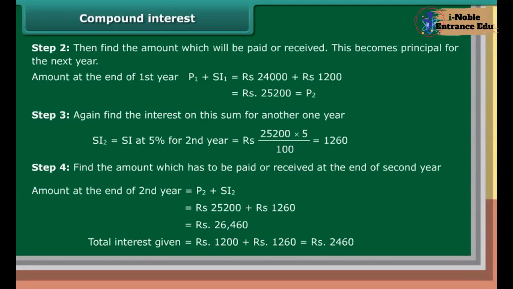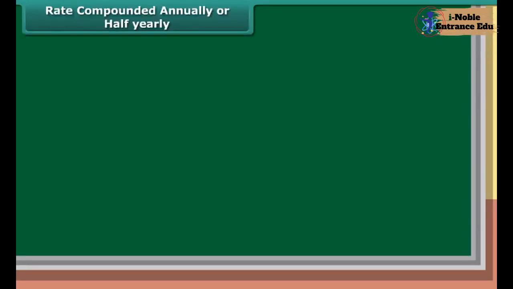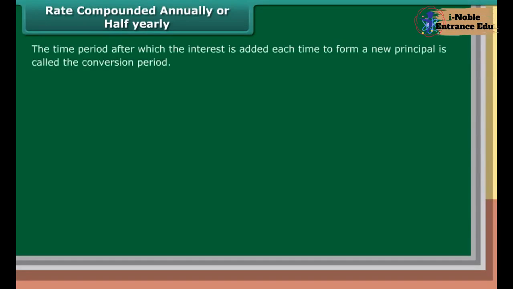Step 3. Again find the interest on this sum for another 1 year. SI2 is equal to SI at 5% per annum for second year is equal to rupees 25,200 into 5 upon 100 is equal to rupees 1,260.